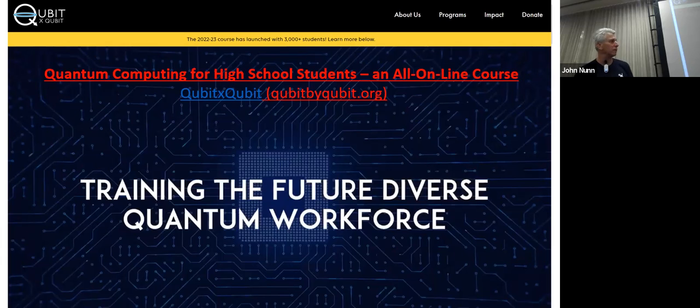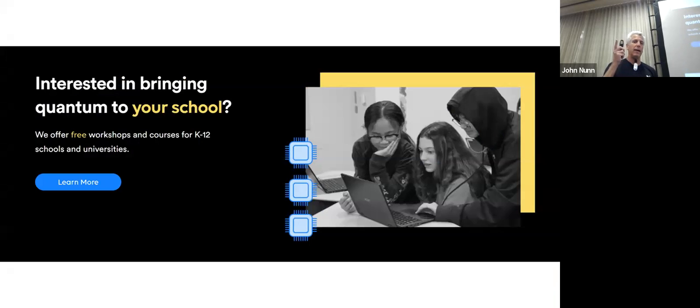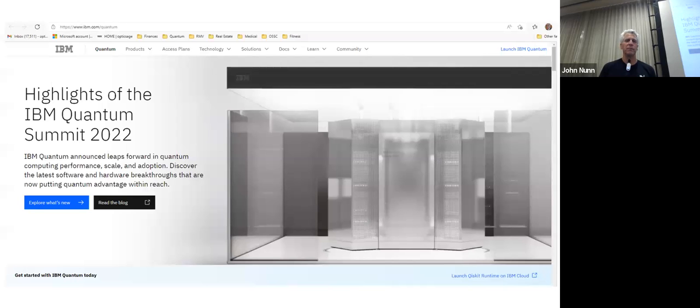This slide is the homepage for Qubit by Qubit, Training the Future Diverse Quantum Workforce. And if anybody here in this room or online is interested in anything that we've been talking about today, this whole Qubit by Qubit and the IBM Qiskit, that's all open source. Qubit by Qubit is a program you can bring to your school, or educators can bring to their school.